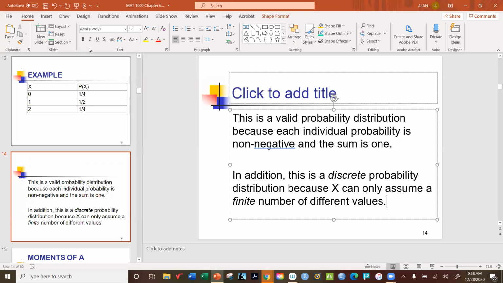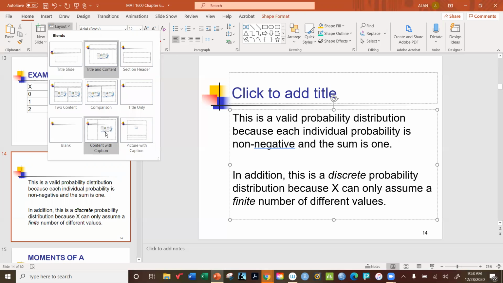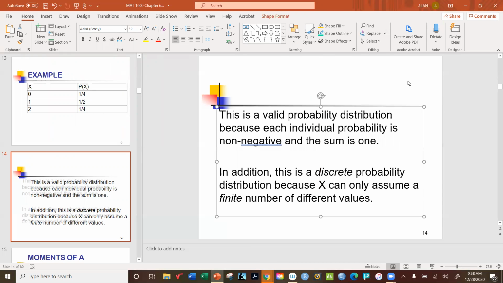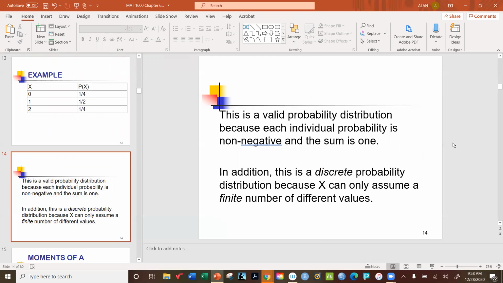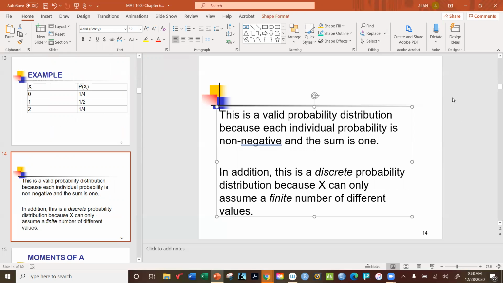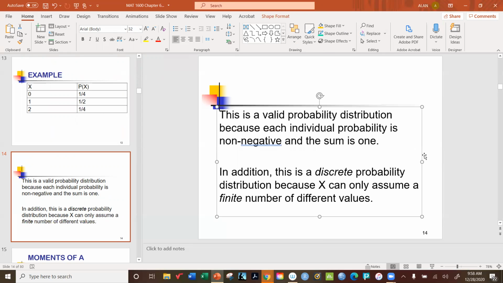Okay, so that's what we needed to know. This is clearly a very simple example, but it illustrates everything we need to understand about probability distributions and random variables. Again, the random variable assigns numbers to the outcomes of the experiment.